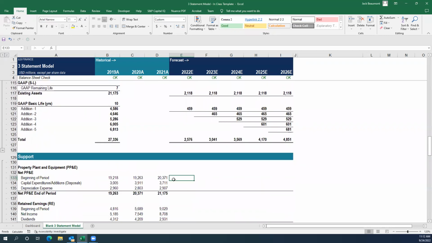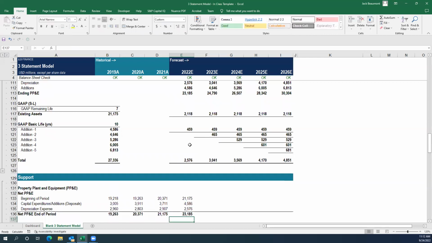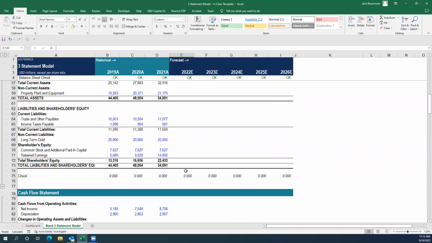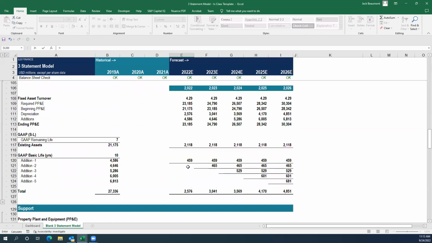And so we can actually do this here as well, our support schedule. The beginning is going to be the ending of the last period. Our capital expenditures will be our additions. Our depreciation is here. And our ending simply is beginning plus capital expenditures minus depreciation, and that equals this. So we're good there. So you can go ahead and copy that across, and we'll use that later. Okay, perfect. So now we have done that, and so we can go back down to there to reference our depreciation.